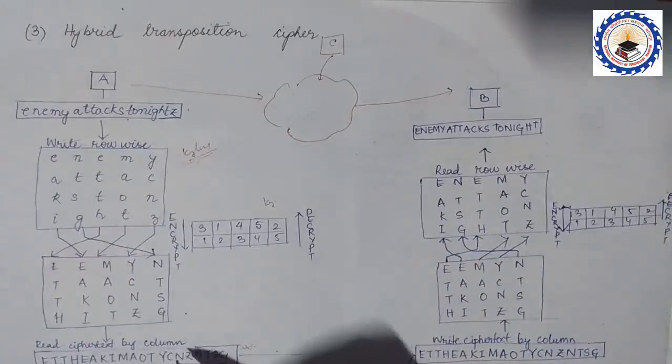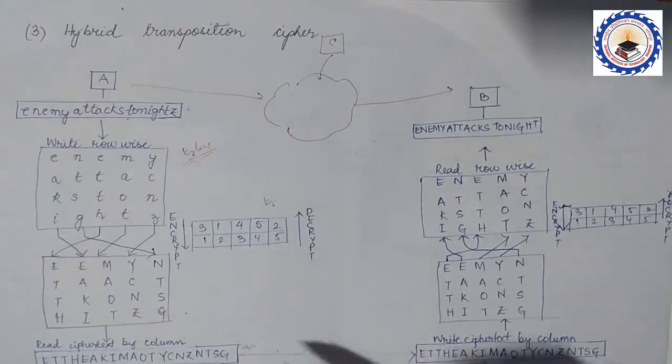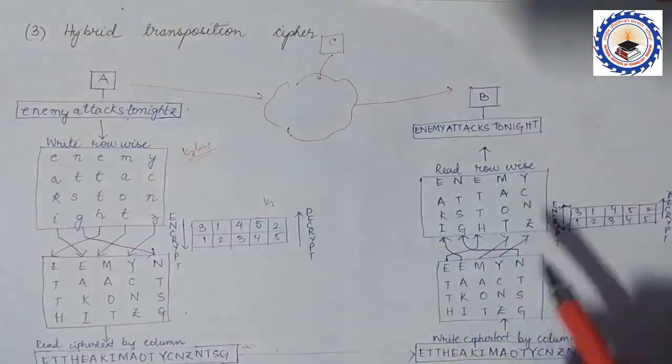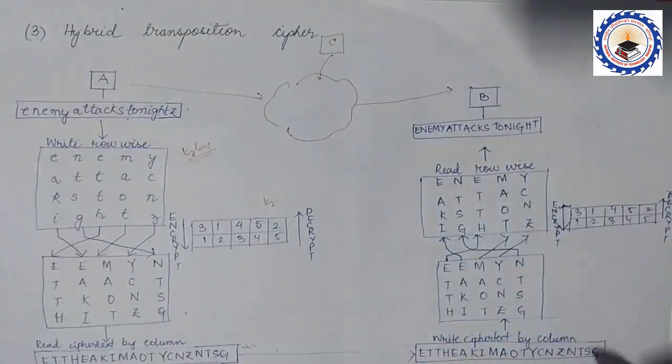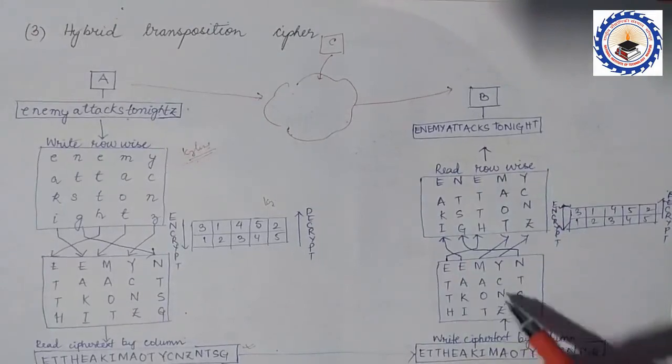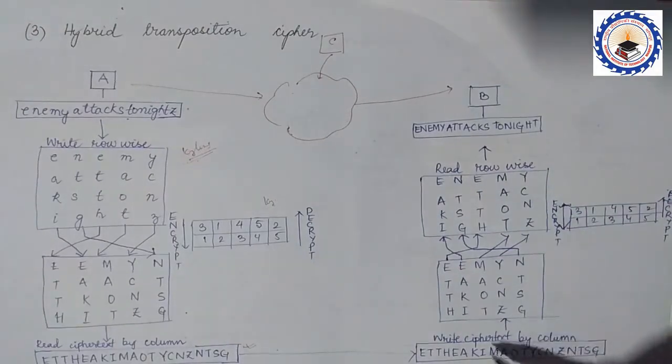By looking at a glance at this particular message, it doesn't make any sense, right? That means the message is scrambled. So when that message reaches the destination through the network, they have to do the reverse method.